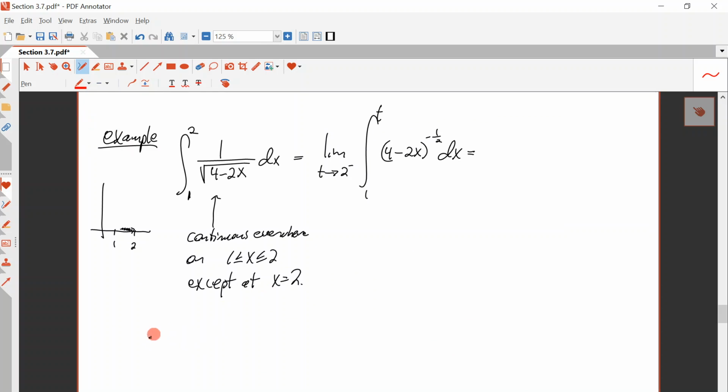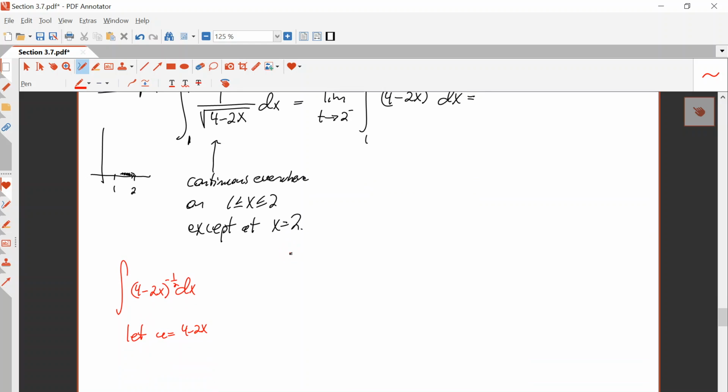So as to not clutter things up too much, we want to do the antiderivative of (4 minus 2x) to the negative 1/2. So I'm going to let u equal 4 minus 2x. So du is minus 2 dx, so minus 1/2 du is dx.